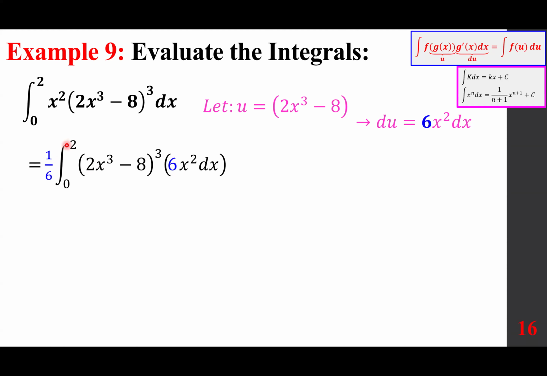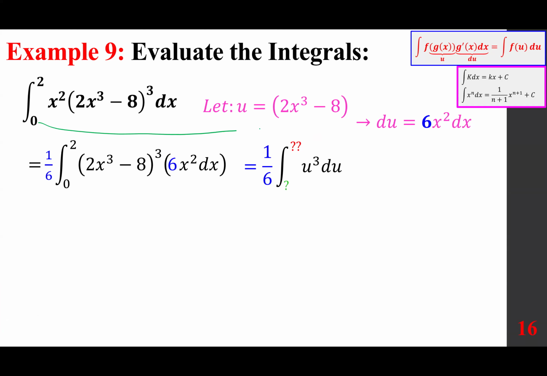So now you're looking at 1/6, the integral of u cubed du. The limits 0 to 2 are no longer there, because what are the new limits? We'll figure it out. So again, on purpose, I put the question mark because we're going to figure out the new limits, everybody. So, what are the new limits?